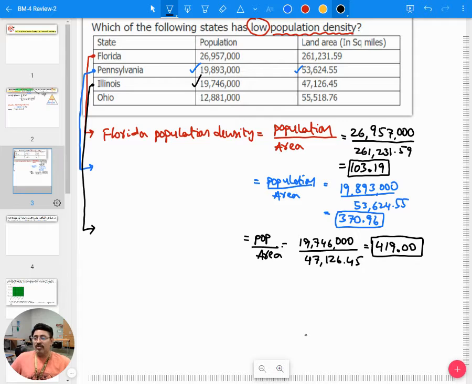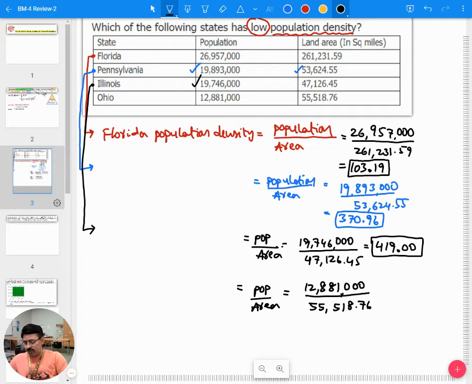The next one is Ohio. Density is again population over area. Population is 12881,000. Then the denominator is 55518.76. So 12881 thousand divided by 55518.76 gives 232.01.